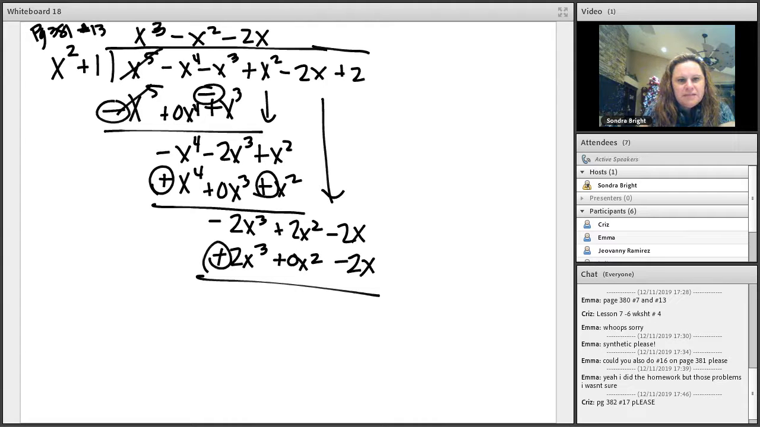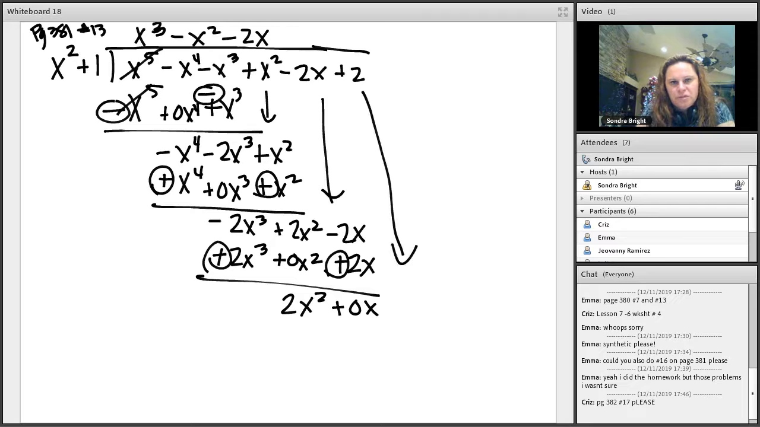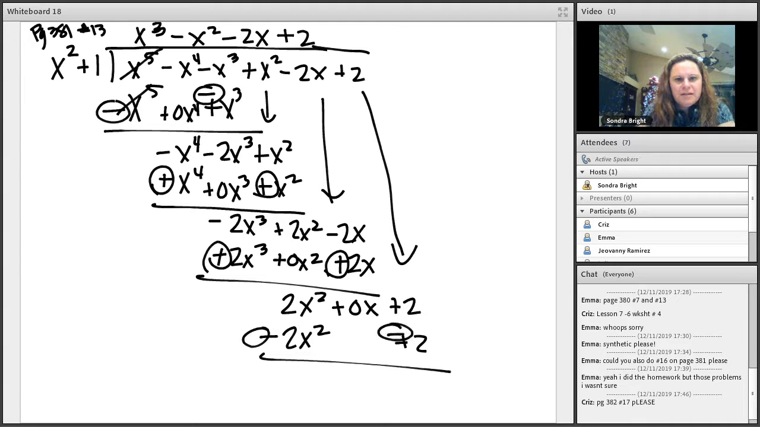Changing the signs. Those guys cancel. You'll have a 2x squared. Ooh, 0. Finally, something canceled there. So plus a 0x, and then bring down this 2. So a plus 2. And then it's a plus 2, which means it'll be a 2x squared plus 2. Subtract, subtract, and you have a remainder of 0. All right, so now we have a cubic. Holy cow, I need to solve for that.